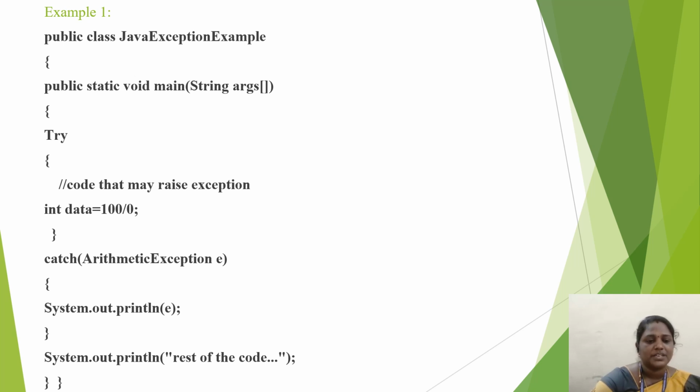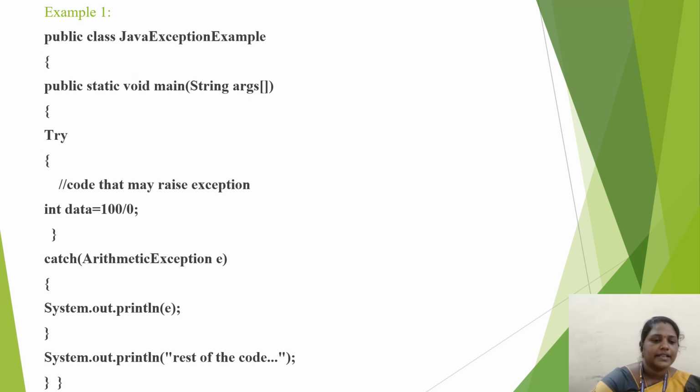Right? So first, you have to initialize a value. For example, int is a data type, and data is a variable. Then you have to initialize a value like 100 by 0. Any number by 0 will cause an error, an arithmetic exception, and it will be caught by the catch block.